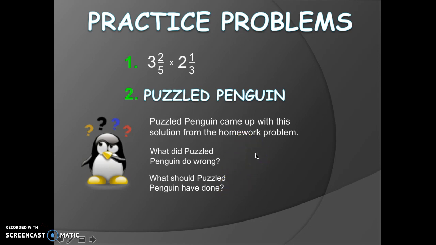So, he had a homework problem. It was 2 1/2 times 1 3/5. So what puzzled penguin did was 2 times 1 plus 1/2 times 3/5. And this is what puzzled penguin got. So what did he do wrong? What should he have done?